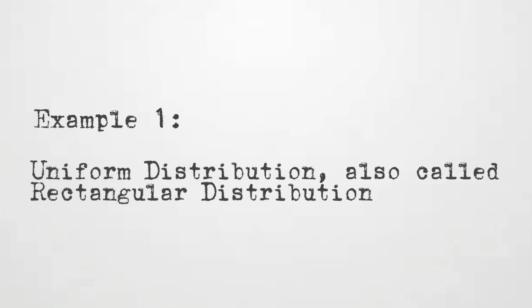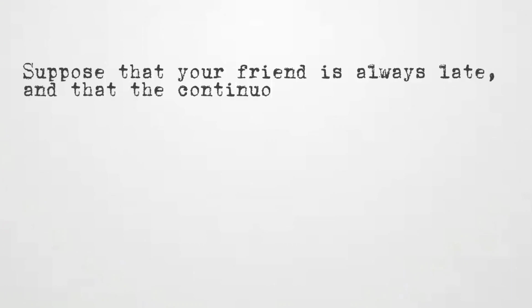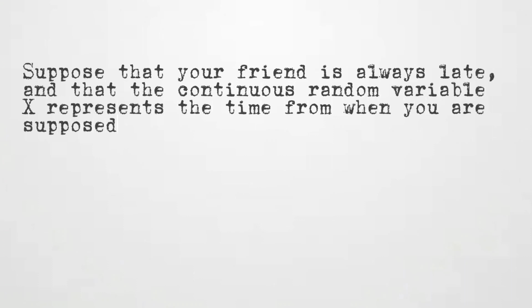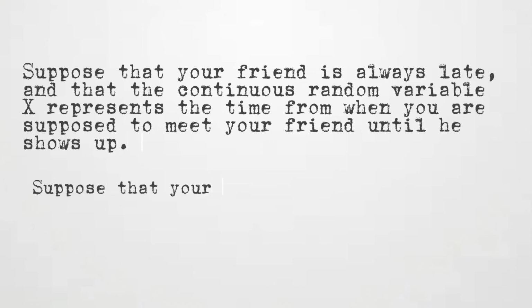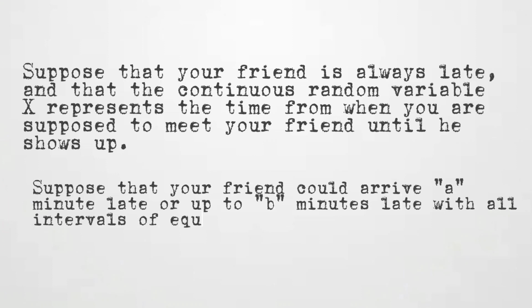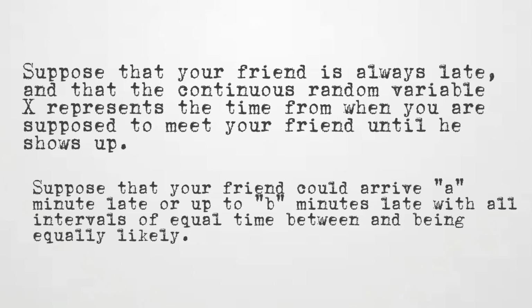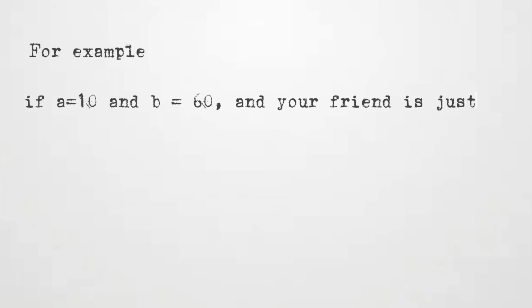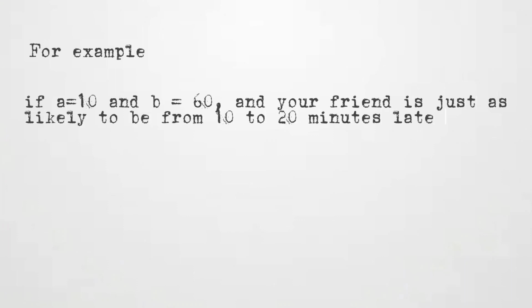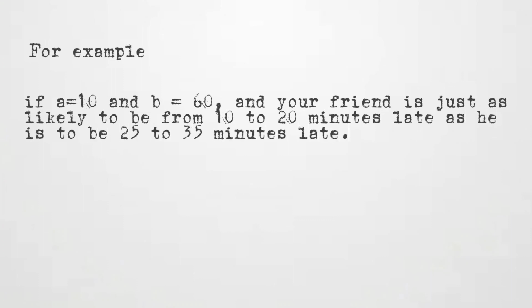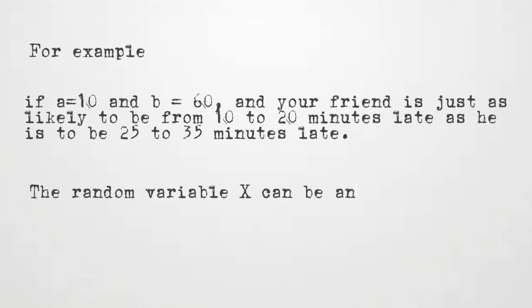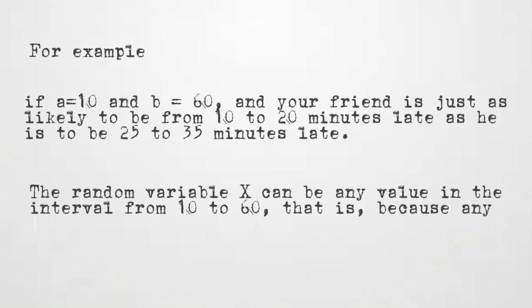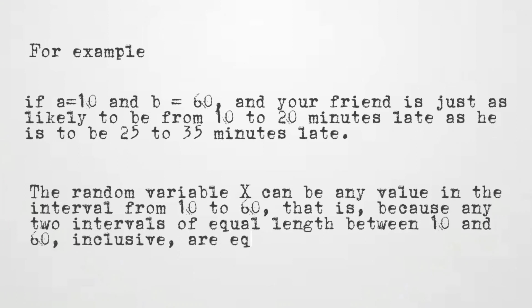Example 1. Uniform distribution, also called rectangular distribution. Suppose that your friend is always late, and that the continuous random variable X represents the time from when you are supposed to meet your friend until he shows up. Suppose that your friend could arrive anywhere from a minute late up to b minutes late, with all intervals of equal length equally likely. For example, if a = 10 and b = 60, your friend is just as likely to be from 10 to 20 minutes late as he is to be 25 to 35 minutes late. The random variable X can be any value in the interval from 10 to 60, because any two intervals of equal length between 10 and 60 inclusive are equally likely.